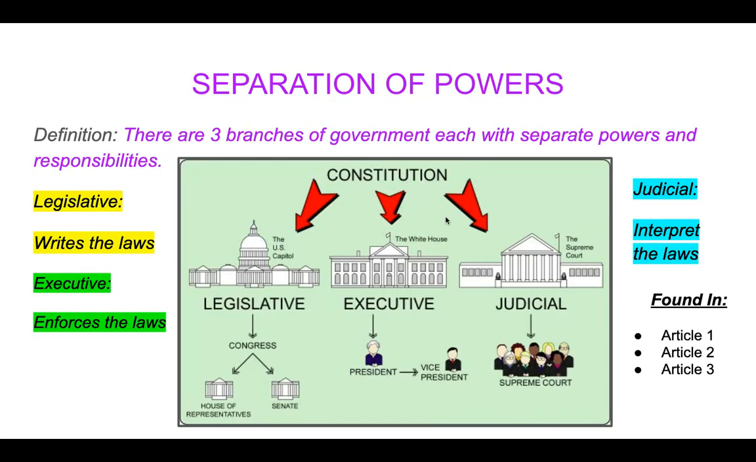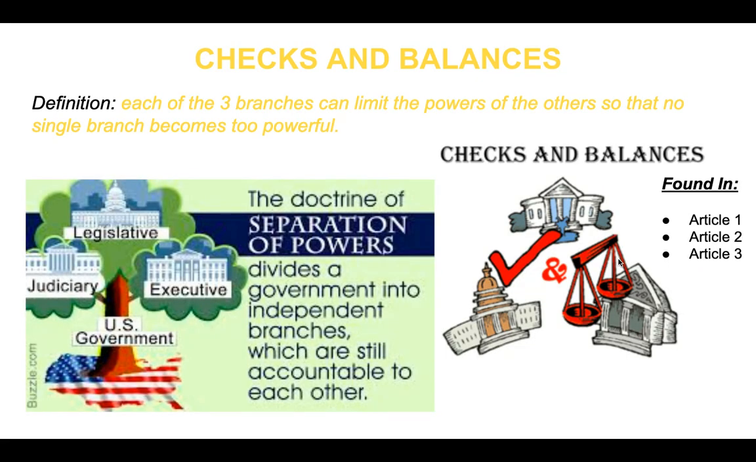Separation of powers, 3 branches of government, each with separate powers and responsibilities. They all have something different they do. But to make sure nobody has too much power, we have the checks and balances. These are all found directly in the Constitution. We can tie them back to each piece of the Constitution.